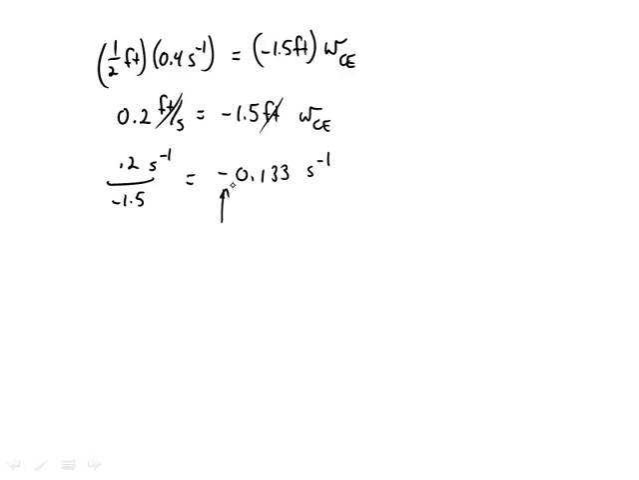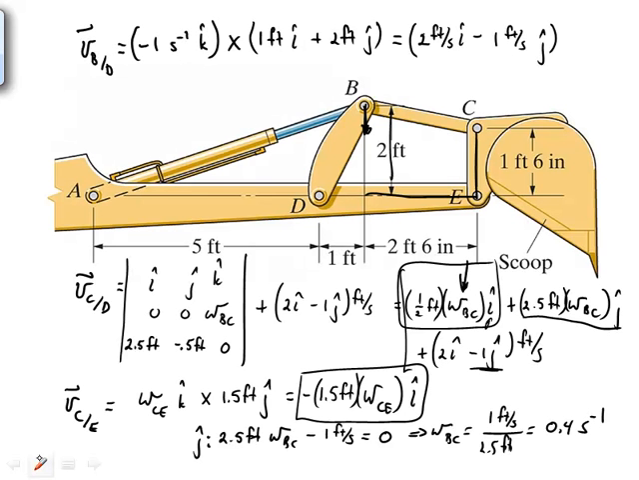Minus sign indicates that it must be clockwise. And indeed, if this is rotating in that direction, B is pushing C to the right. That's going to make it rotate in that direction. So it all makes sense.